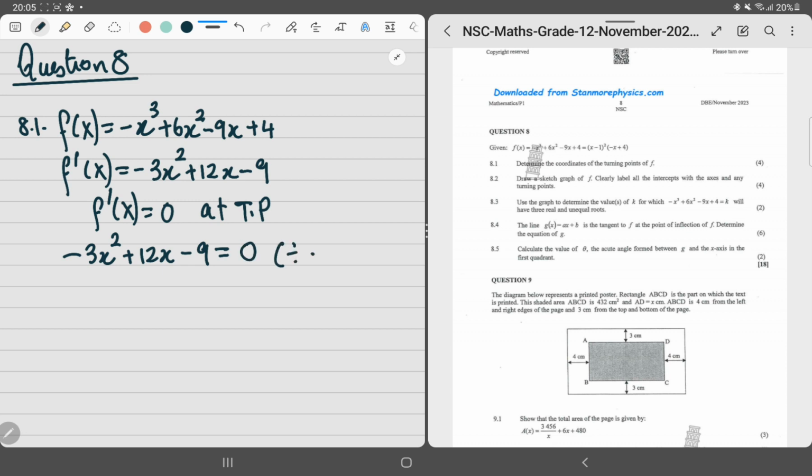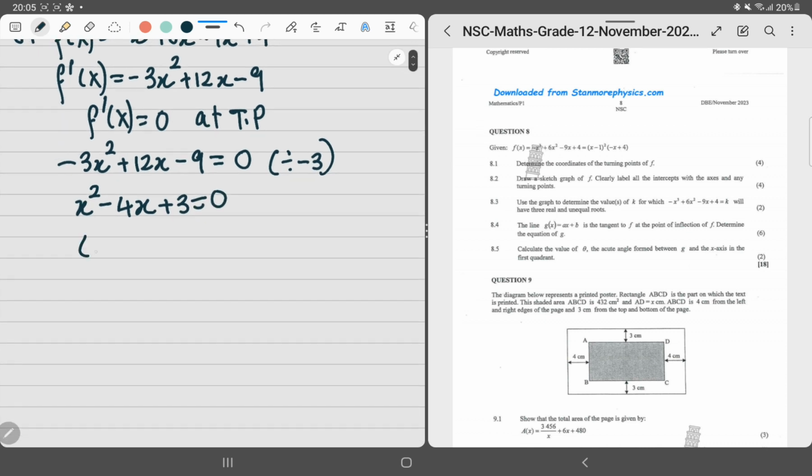I'm just going to divide by -3. So here I'll be left with x squared minus 4x plus 3 is equal to 0. And the factors of 3 are just 3 and 1. Since this is positive and that is negative, both of these are going to be negative, so that when I say -1 times -3, I get a positive 3. x should be equal to 1, or x should be equal to 3.